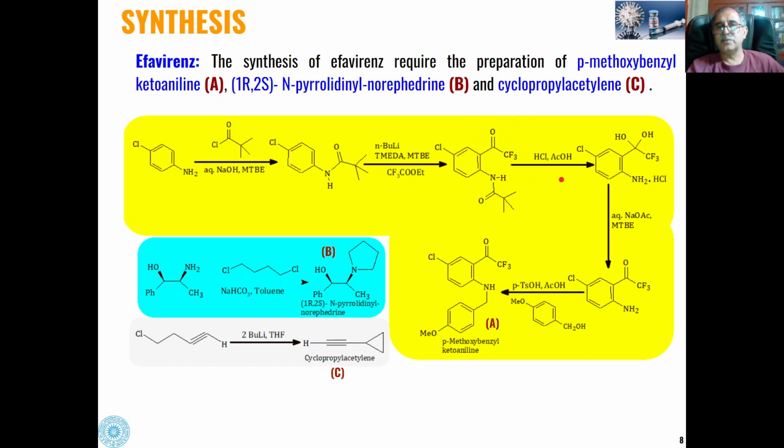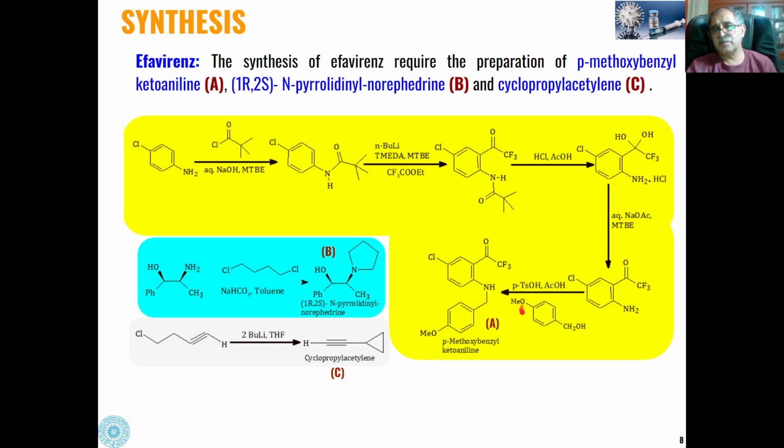derivative formed, and then reduction of this ketonic group in the presence of HCl and acetic acid, followed by hydrolysis of this amide to amine will take place, and in the presence of aqueous sodium acetate, the protection of this ketone is removed to give us the ketone. So an alpha amino ketone is formed.